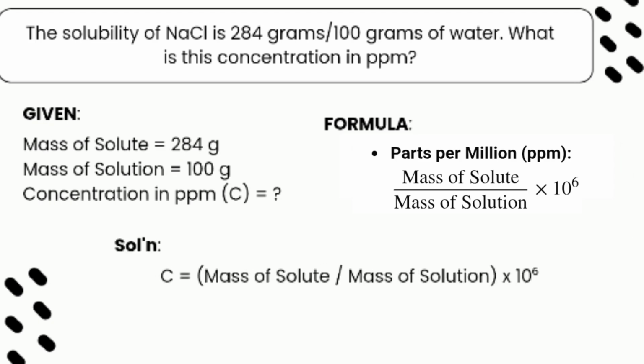Solution. So the formula that we're going to use is C is equal to mass of solute over mass of solution times 10 to the power of 6. So our mass of solute is 284, then our mass of solution is 100 grams. Then times 10 to the power of 6. So our answer is 2,840,000 ppm, or parts per million.